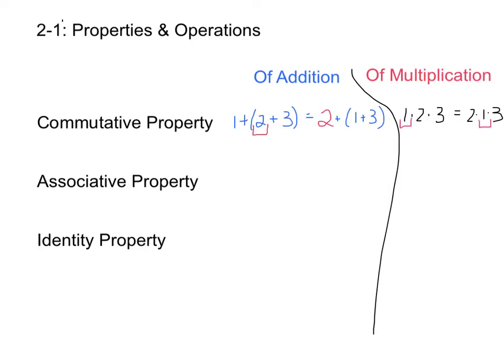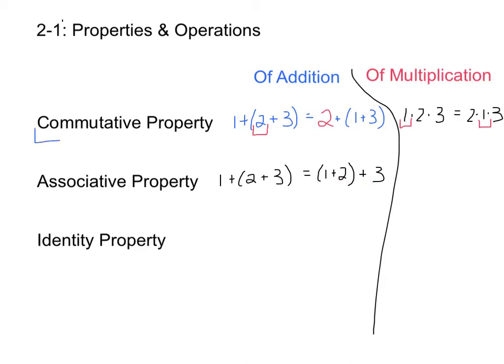The associative property deals with when the numbers are in the same exact order, but the parentheses change. So for this, the associative property of addition is 1 plus parentheses 2 plus 3, close parentheses. And then on the other side, it's parentheses 1 plus 2, close parentheses, plus 3. So in both of these, the order is 1, 2, 3, 1, 2, 3. It's just what is grouped together that changes.